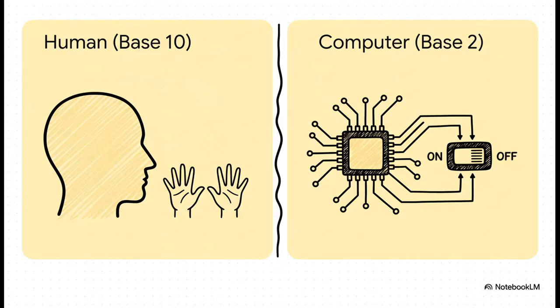So the difference really just boils down to this. We humans, we think in what's called base 10, or decimal. And it makes sense, right? We've got 10 fingers, so we use 10 digits, 0 all the way up to 9. But computers, they run on electricity. For them, a switch is either on or it's off. That's it. This creates a base 2 system, which you've probably heard of. It's called binary, and it only uses 2 digits, 0 and 1.